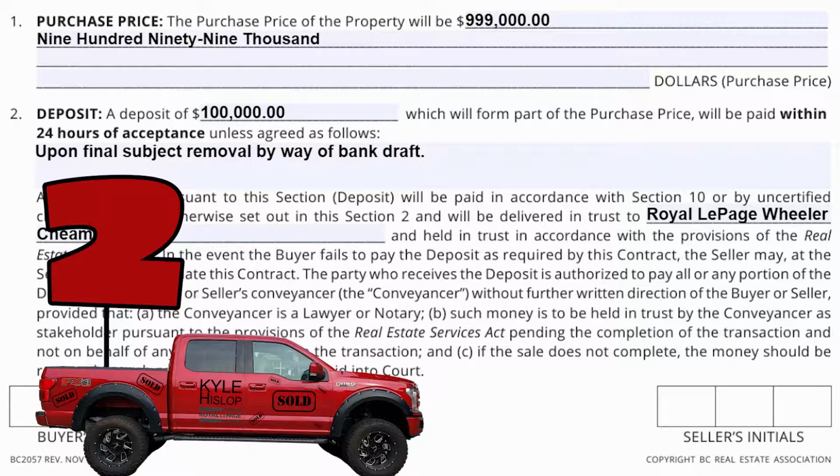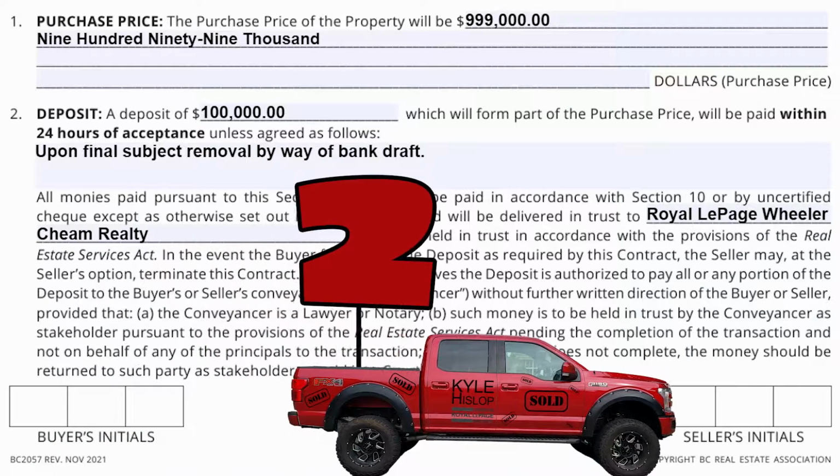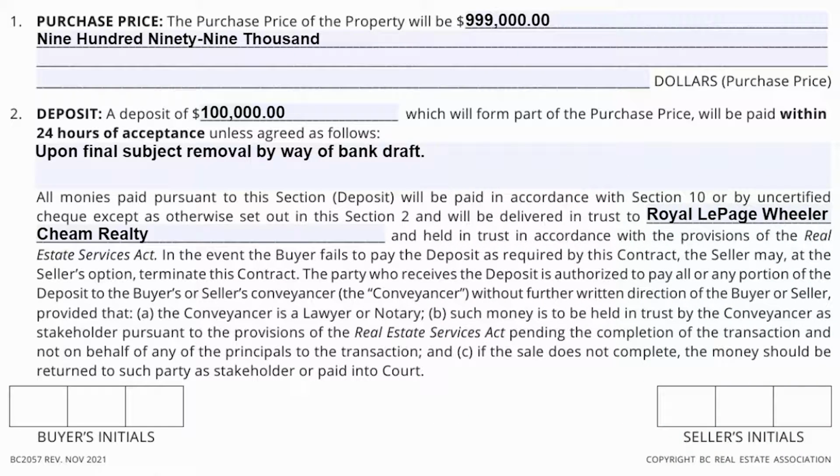Clause number 2 is a deposit amount, which some will be surprised to know isn't always a specific percentage, and honestly doesn't even need to exist in order to have a legally binding contract. However, the deposit shows the seriousness of the buyer, and generally, the seller will favor a higher deposit, especially in a multiple offer situation. The deposit can be included upon acceptance of the offer, during subject removal, or even after final subjects have been removed.